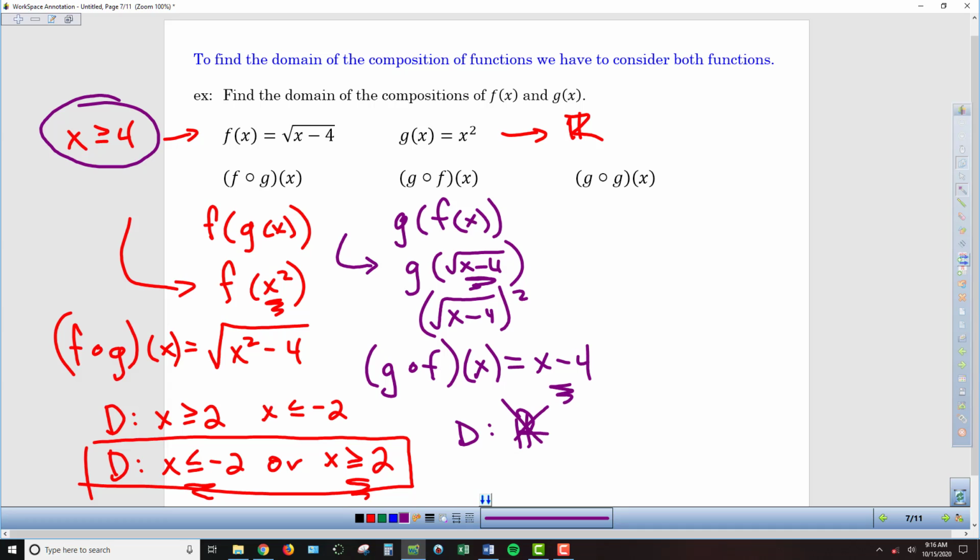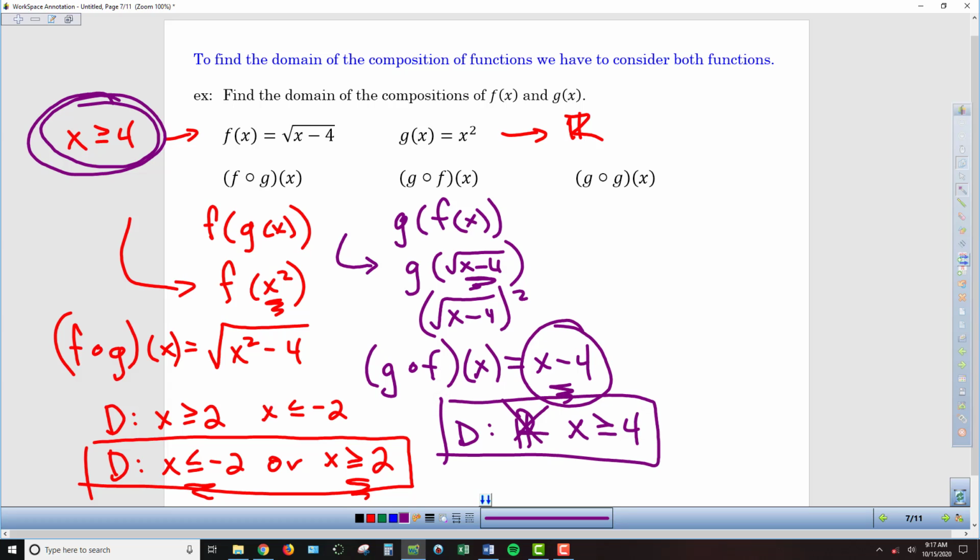So instead of a domain of all real numbers, as it appears it would be by just looking at the finished product, if we look at the sequence of functions that were used, our original function that was used to build this composition had a domain of x is greater than or equal to 4, so that has to be the domain of my composition of the two functions.